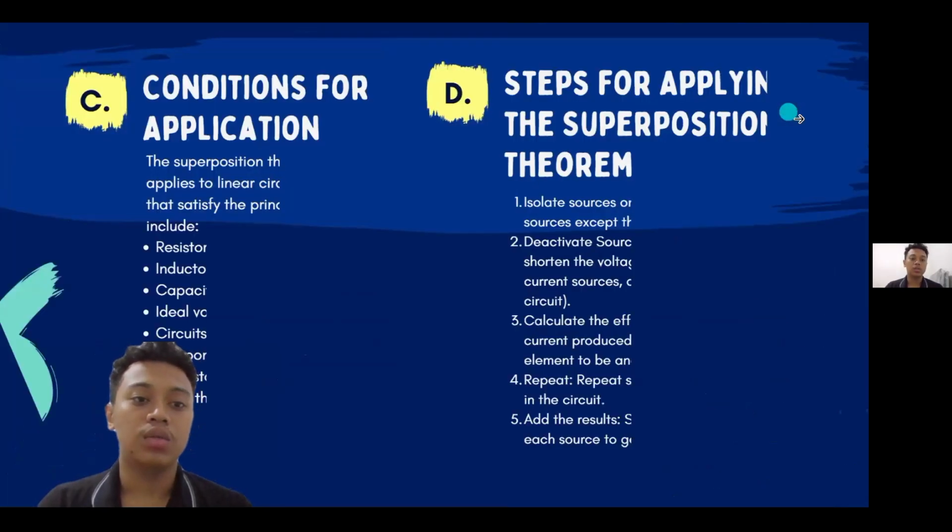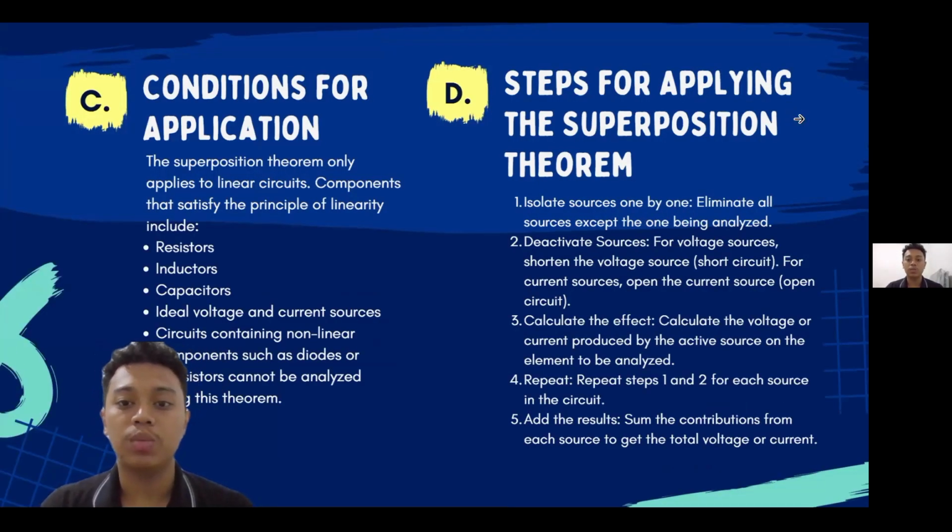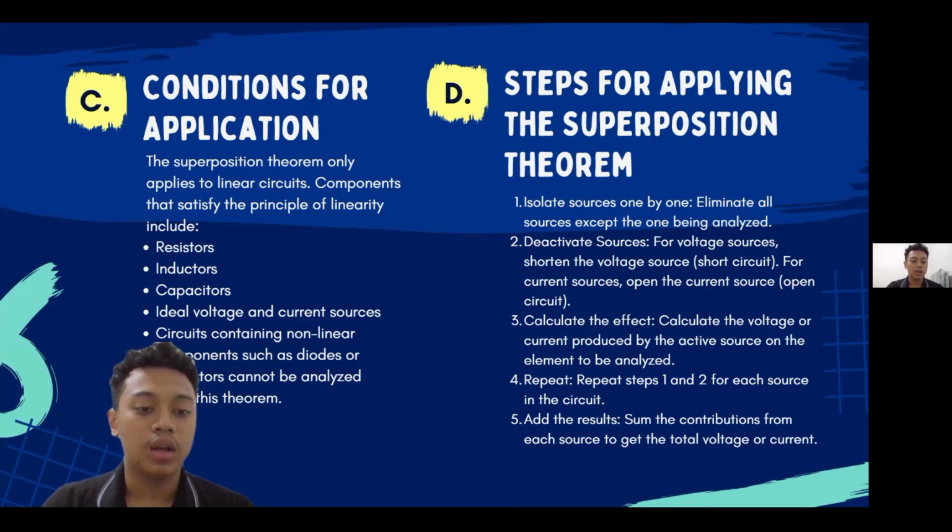Next are conditions for application and steps for applying the superposition theorem. We start from conditions for application. The superposition theorem only applies to linear circuits. Components that satisfy the principle of linearity include number 1, resistor, inductor, capacitor, and ideal voltage and current sources. Circuits containing nonlinear components such as diodes or transistors cannot be analyzed using this theorem.